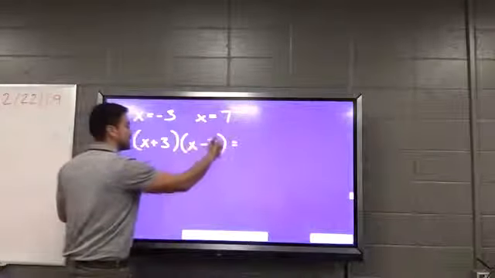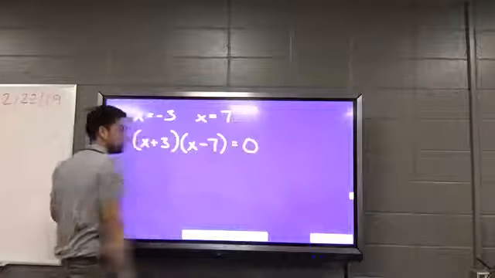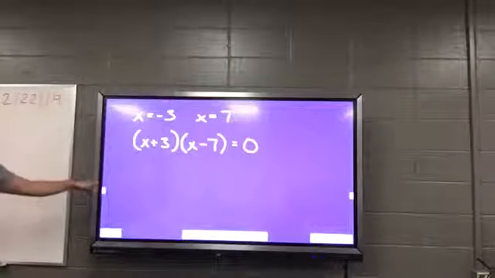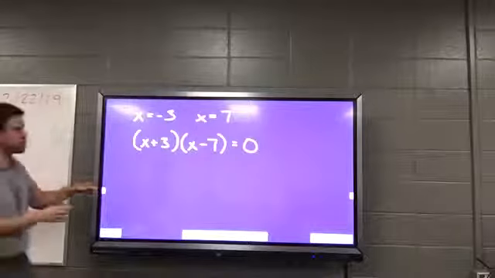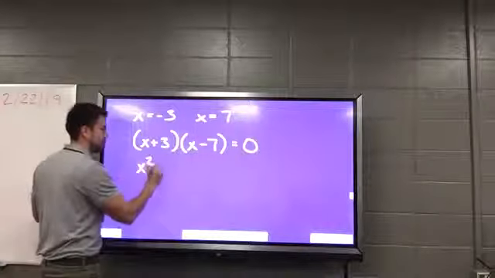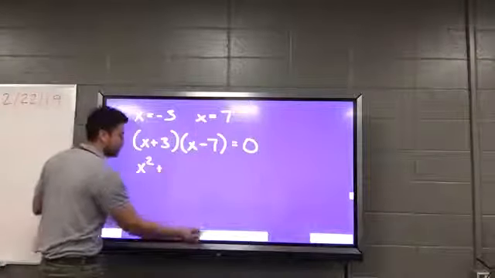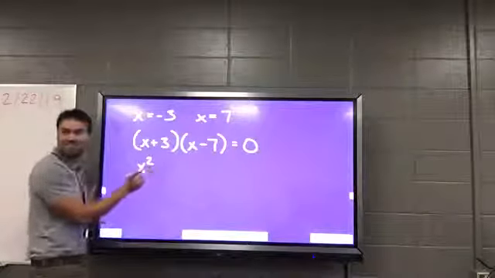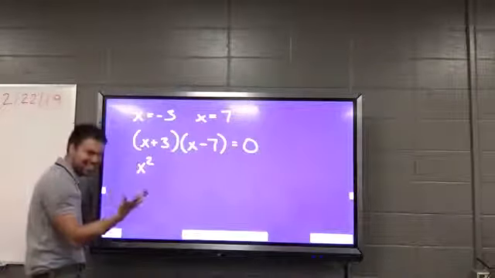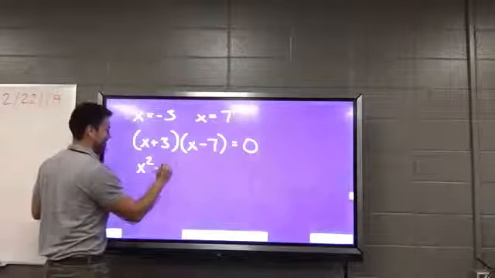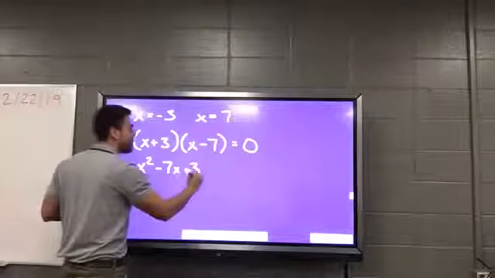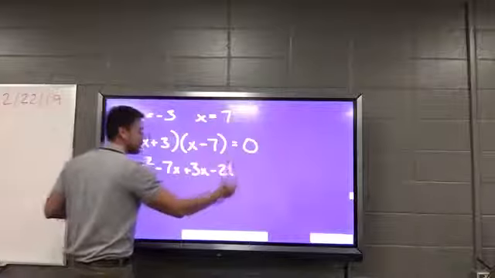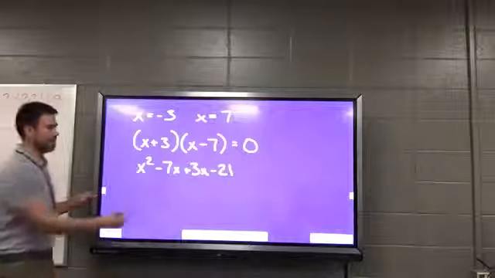x minus 7, and that still equals 0. So don't forget, 0 doesn't disappear. Then you do your FOIL, and you should get x squared plus... I guess I did "file." First, inside, last. And the whole point of that is it doesn't matter which ones you do in what order. All right, I did it.